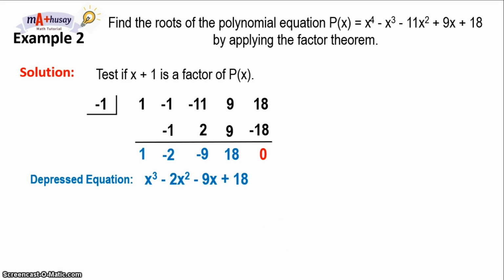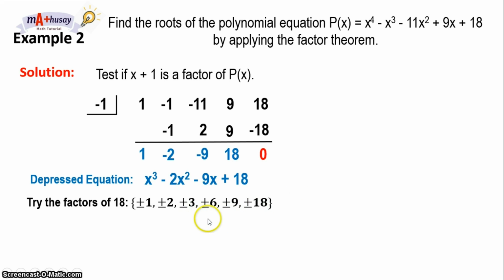Now, how are we going to solve this depressed equation? Again, we will be using synthetic division, but this time, we will consider the factors of 18. So we will test the factors of 18 and we will see if the remainder will be 0. Now, what are the factors of 18? You can have positive or negative 1, positive or negative 2, positive or negative 3, positive or negative 6, positive or negative 9, and lastly, positive or negative 18.